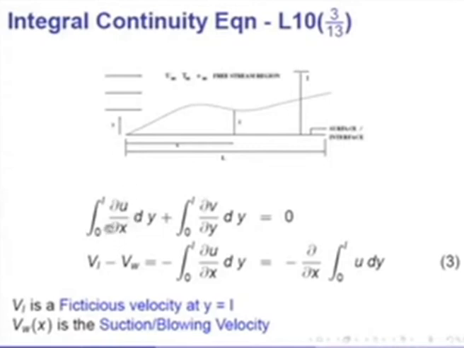Continuity equation, then term by term integration will give integral 0 to L of du by dx dy. This term will simply reduce to V L minus V W, and this term is taken to the right hand side as minus integral 0 to L of du by dx dy, and I can take the differential out and write it as minus d by dx of integral 0 to L of u dy. You will see then that V L minus V W simply represents the change in the flow rate in between two successive stations. V L is a fictitious velocity at L, and V W is the familiar suction or blowing velocity.